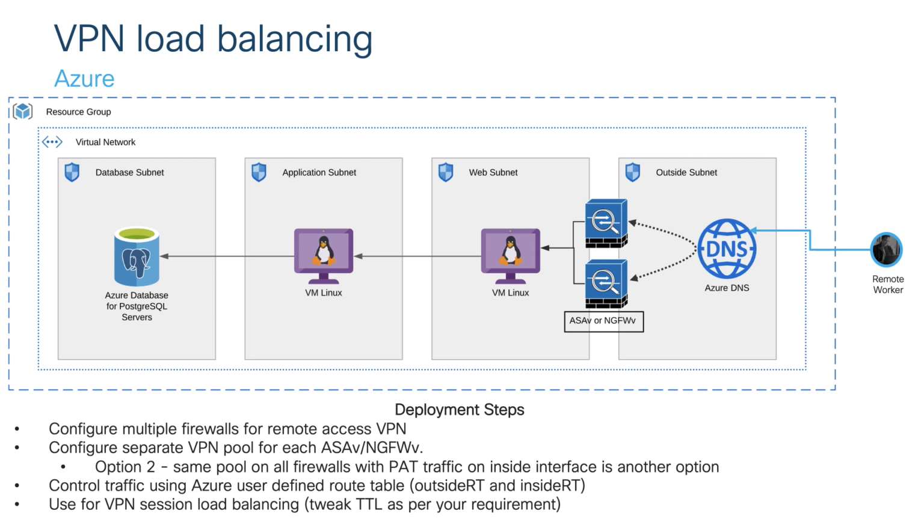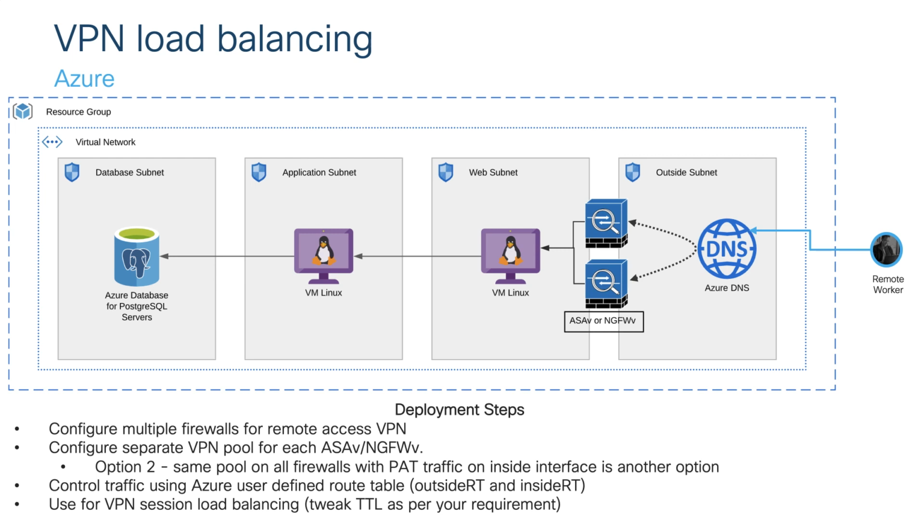So consider these firewalls as the edge devices, and you can use Azure DNS or any other DNS of your choice, and you can ask your users to connect to a DNS name in their VPN AnyConnect profile. What it does is it talks to your DNS, and your DNS will forward traffic to one of the firewalls available in Azure.